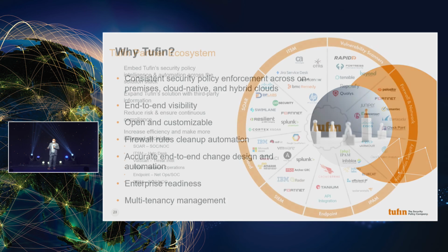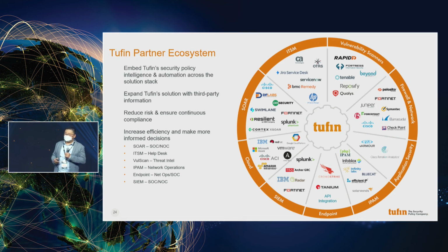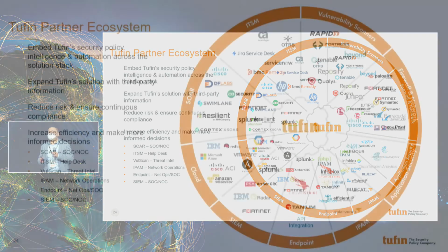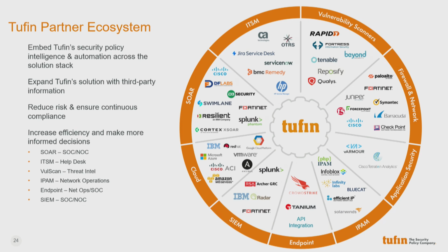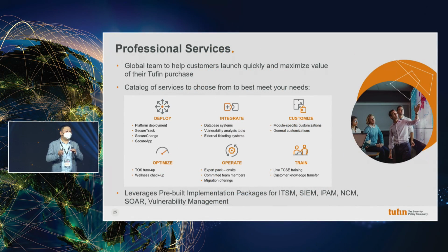So here is a short screenshot of our partner ecosystem. You can see Tufin works with multiple different vendors and partners to provide customers with a comprehensive solution for their security policies. And lastly, we also provide professional services. So if you are in a project with a customer, especially on automation, and you need help, Tufin can provide professional services to help you come up with a solution for customers.